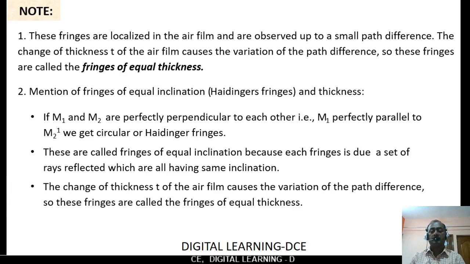The change of thickness t of the air film causes the variation of the path difference. So these fringes are called fringes of equal thickness. These are the points that should be noted.